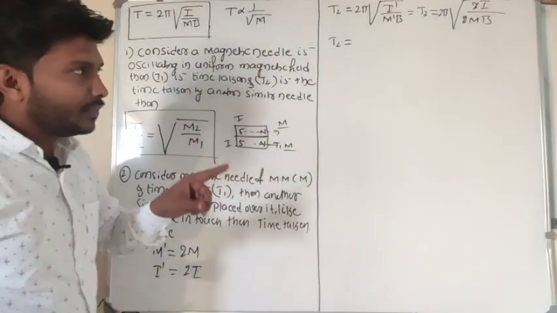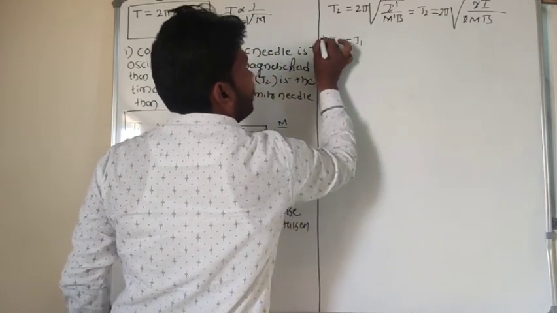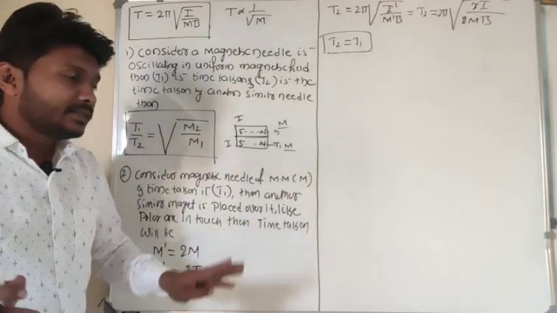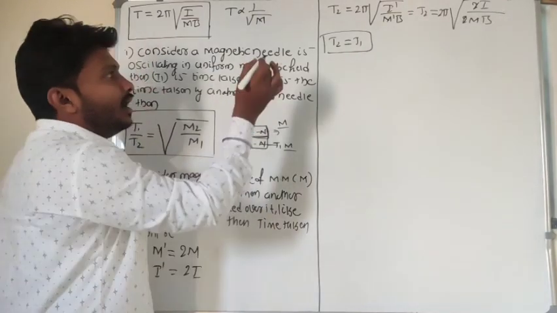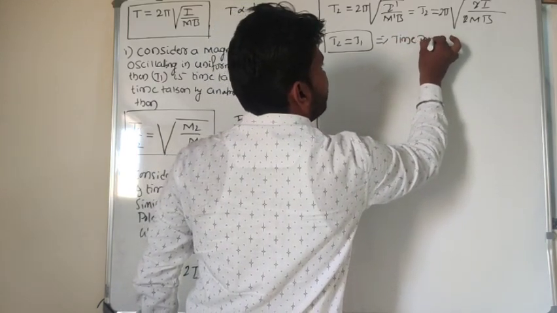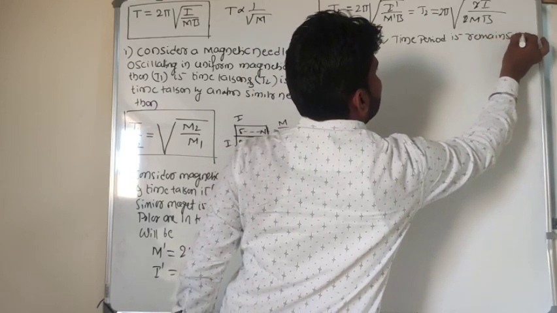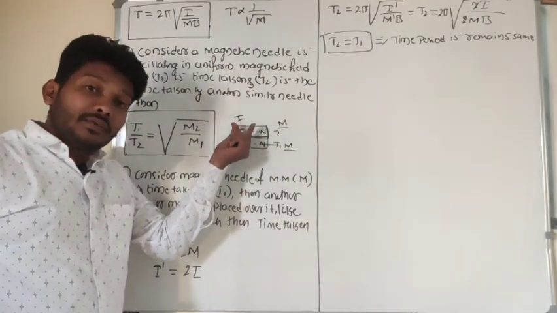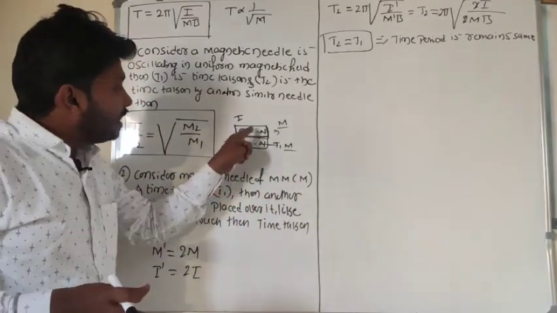Then the time period t2 is equal to t1 only. The time taken will be the same here. If you place one more magnet over this magnet, the time period remains the same. So what is my conclusion? The time period remains the same if you place one more magnet over the first magnet, so the time period of oscillation does not change if like poles are in contact.